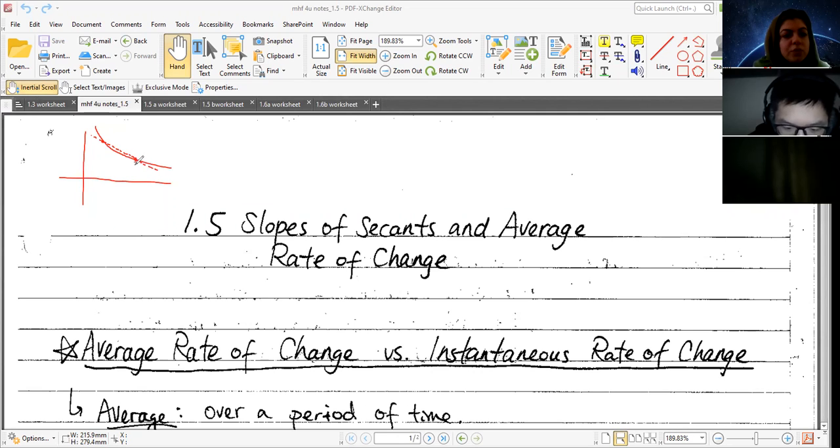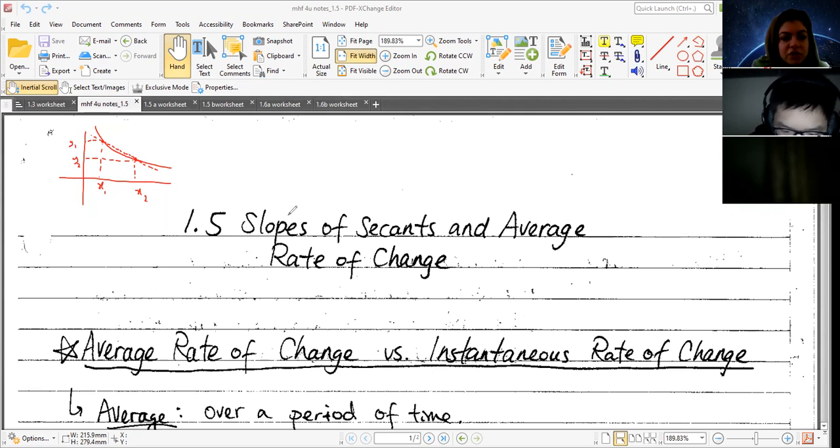So each point has an X value and a Y value, right? I call it X2, this is the second point. This is my second point. And my first point has X1 and Y1.